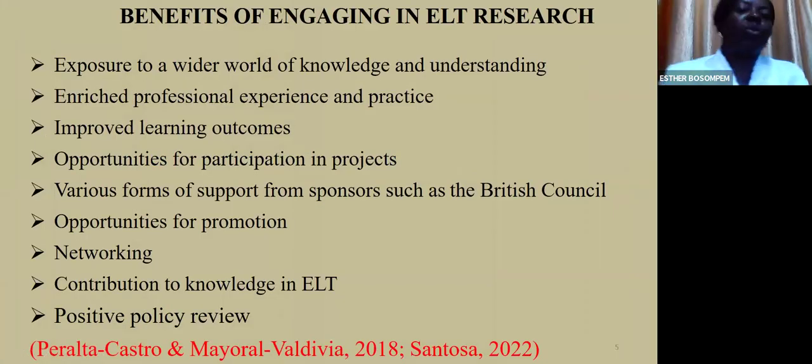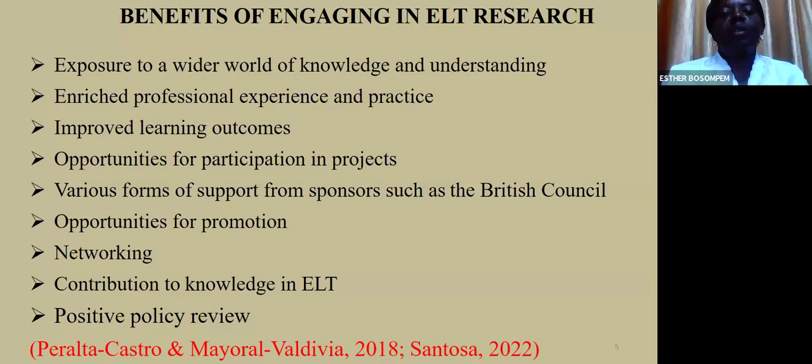All right, so the last point we mentioned was knowing the benefits of conducting research. Therefore, I want to look at some benefits of engaging in ELT research. One, exposure to a wider world of knowledge and understanding. If you do research, you get to know many things. Sometimes we are curious about certain things, but we are not really sure what they are or what they even mean. But when you do research, you are exposed to a rich world of knowledge, and you begin to understand certain things better. In our teaching practice, in our classroom experiences, almost every day we encounter situations, and all of them point to research interest, but we may not be paying attention to them.